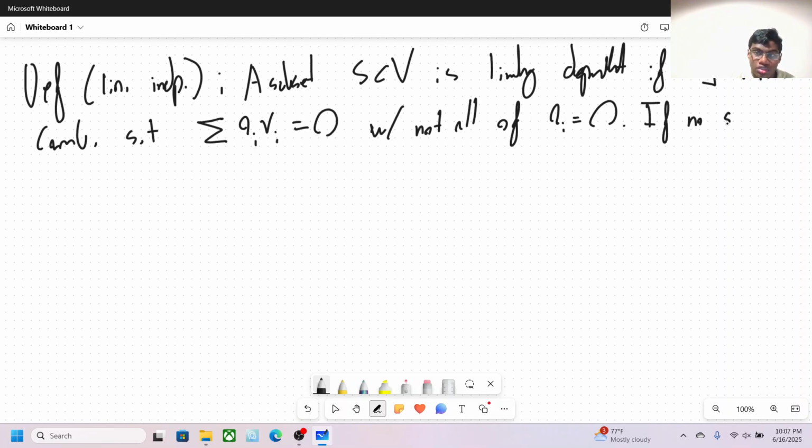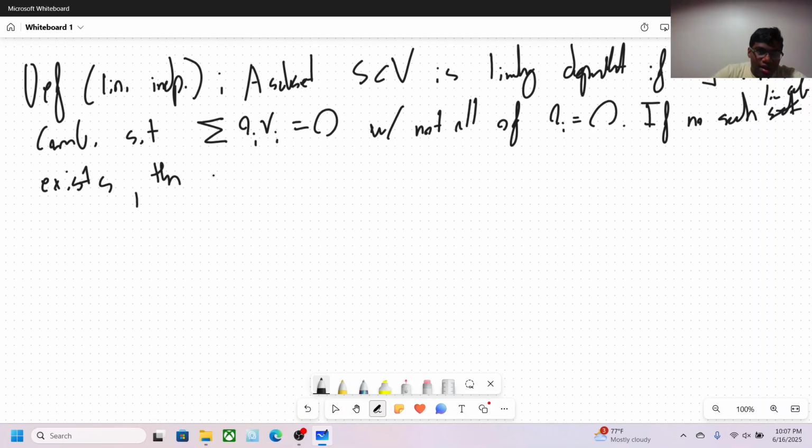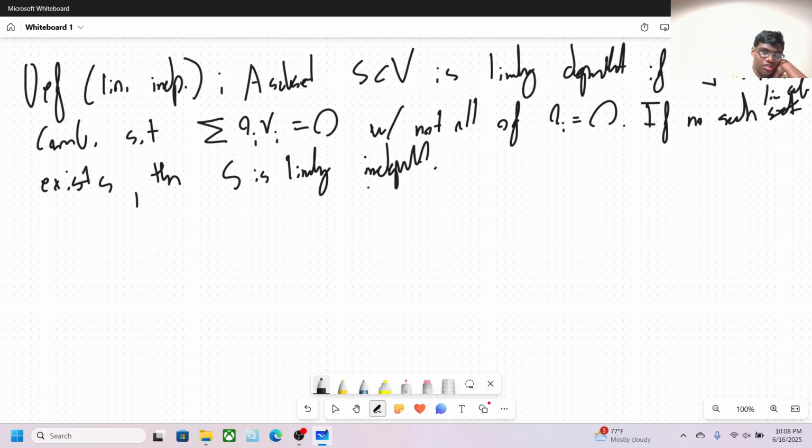And if no such linear combination exists, then S is said to be linearly independent. Somehow this is some kind of degeneracy condition, maybe. We can say that if these guys equal 0, then somehow these guys aren't really good enough. And independence is good because the only thing that equals 0 is all of the alpha_i being 0. The only combination that equals 0 is the trivial combination.